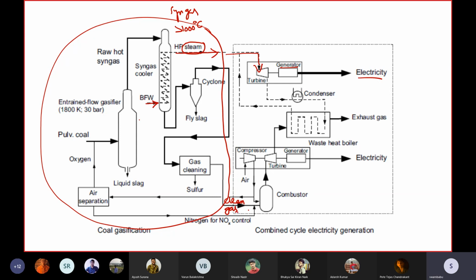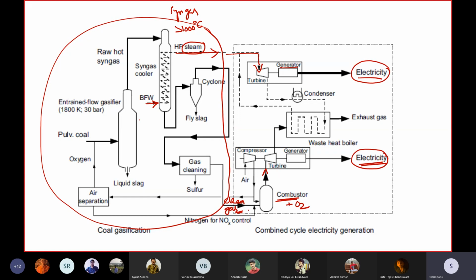Now we get the cold syngas. In the combustion, we react it with oxygen, which produces a lot of heat and high pressure gases. That high pressure gas is sent to a turbine, and the turbine rotates the generator, which again produces electricity. Most power plants operate this way.